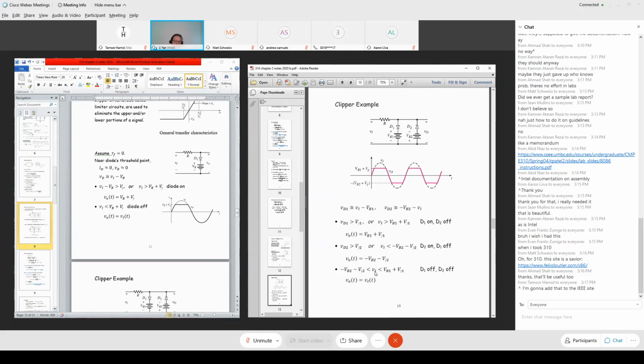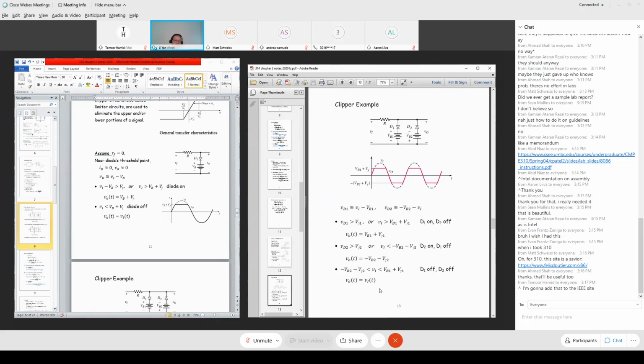So VI is ranging between VB1 plus V gamma 1, and minus VB2 minus V gamma 2. Both diodes are off, so the output strictly comes from the input. V out equals VI. So I have three situations, three output waveforms.